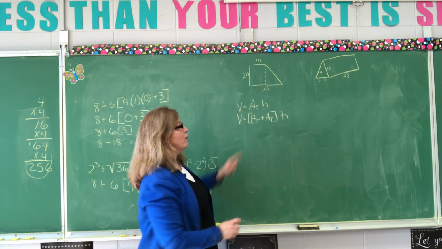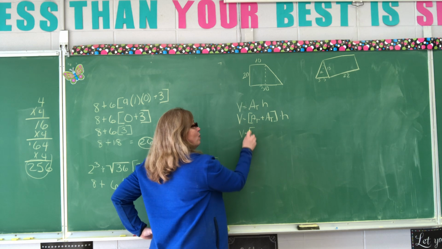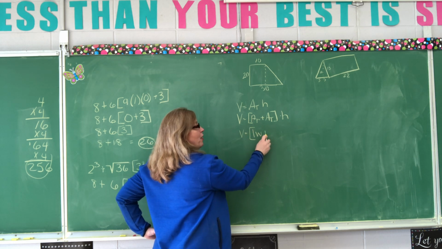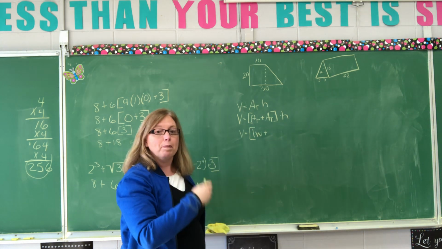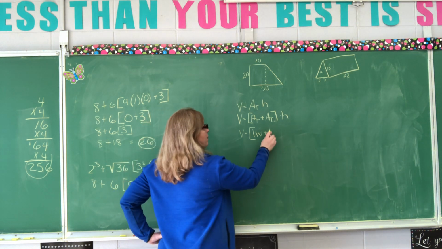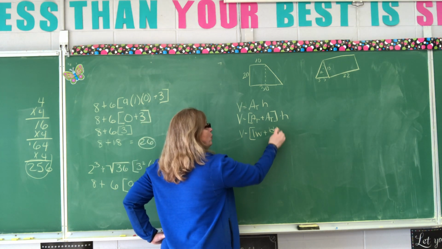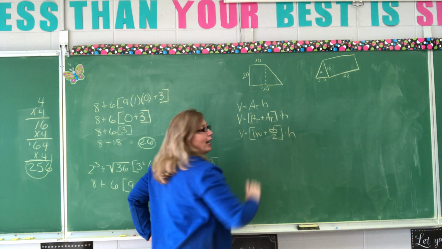Well, how do I find the area of a rectangle? The area of a rectangle is simply length times width. The area of a triangle, base times height, divided by 2. Then we're going to multiply by our height.